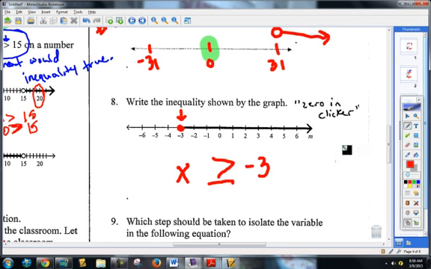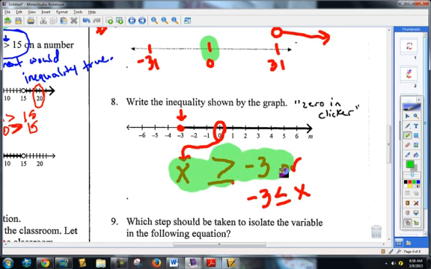And always at this point, we're going to check it. So I'm going to pick a number in my solution. So I'll just pick 0. Is 0 greater than or equal to negative 3, guys? Yes. Absolutely. Could you also have this then? Yes, you could. Either one is fine. I prefer the variable being on the left, though. And I think you guys should as well, but that's fine. This is learning target number 2.